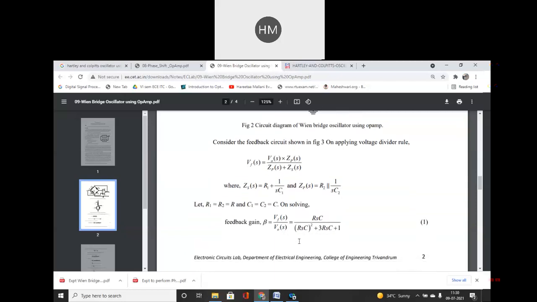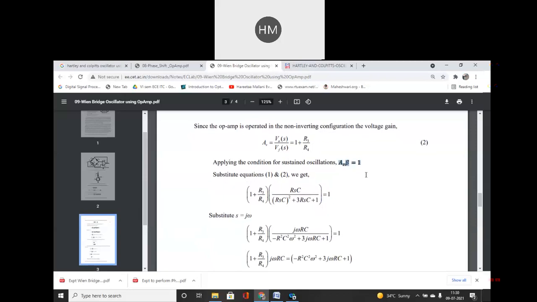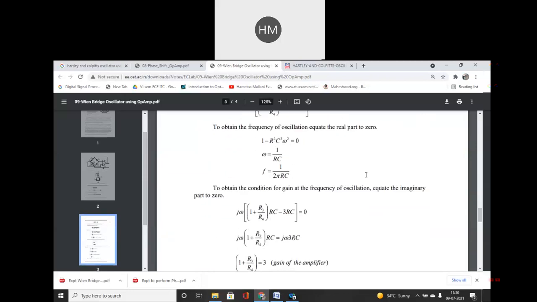So here they are simplifying this circuit. After simplifying this, you will get AV as 1 plus R3 by R4. This we all know. For non-inverting configuration, gain is 1 plus RF by R1. Okay, then AV beta is 1. This condition we all know. For sustained oscillation, the Barkhausen criterion tells us AV beta is equal to 1.